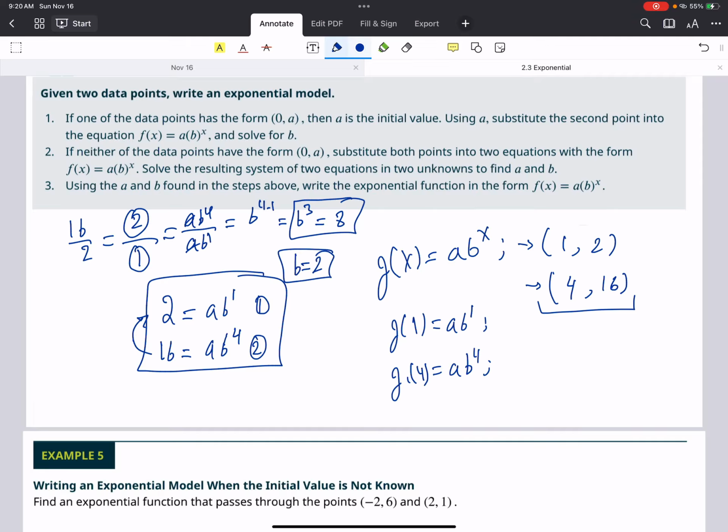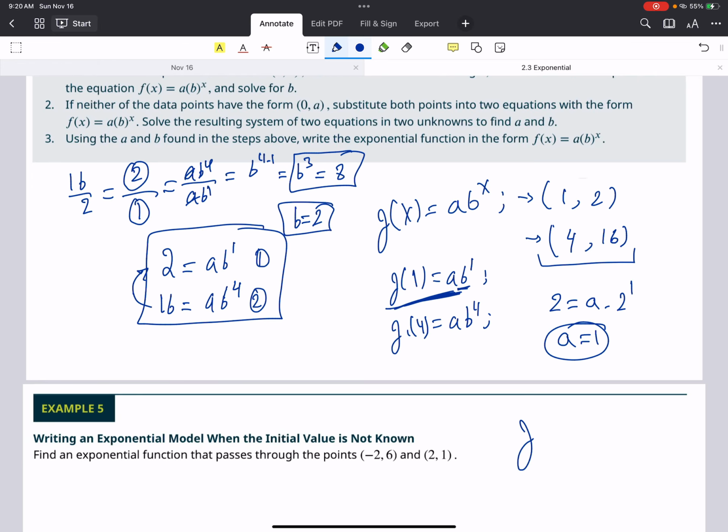Now, how do I solve this? You can take any equation. Let's take the first one, where G of 1 is just 2, which equals A times B to the power of 1, right? Remember, B equals 2, so it's just 2 to the power of 1. Now A equals 1. So what is the final equation? G of x equals 1 multiplied by 2 to the power of x. So G of x equals 2 to the power of x, and that's your exponential function.